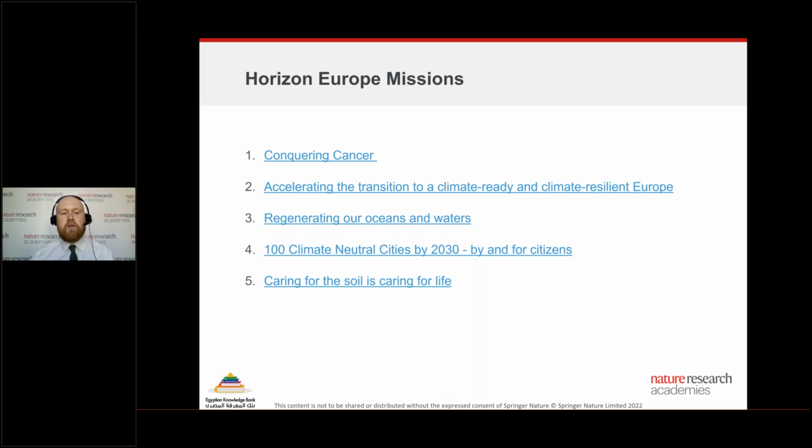The first one, conquering cancer. Second, accelerating transition to a climate-ready, climate-resilient Europe. Regenerating our oceans and waters. And then, related to climate change, 100 climate neutral cities by 2030. The last one being caring for the soil. So you can see that lots of these are related to climate change and pollution, but also the number one mission being that health-related cancer mission. So have a think about whether any of your research aligns with these key missions for Horizon Europe.